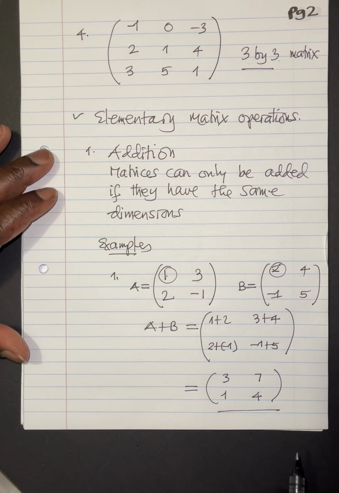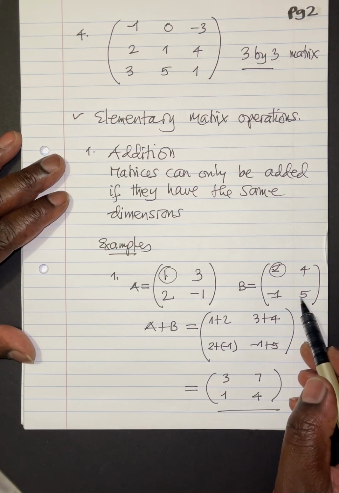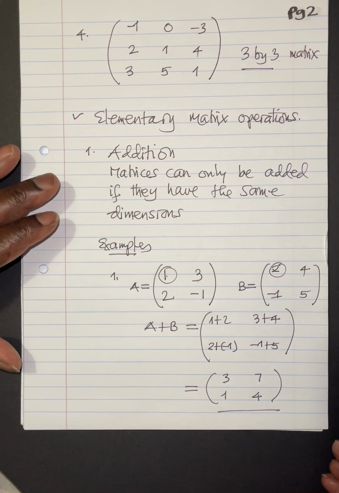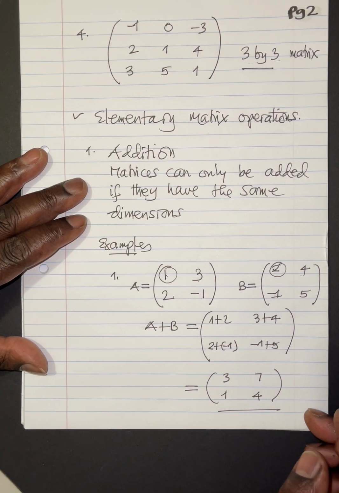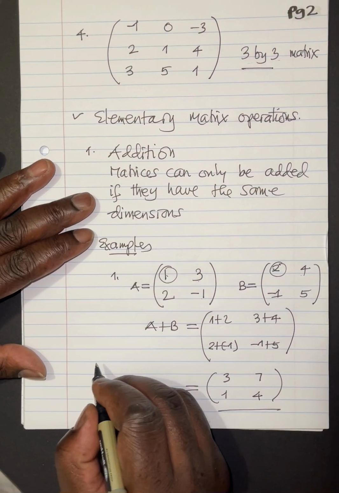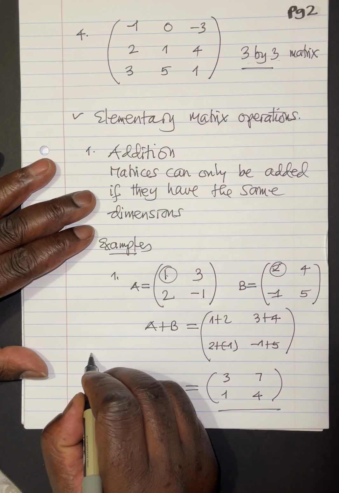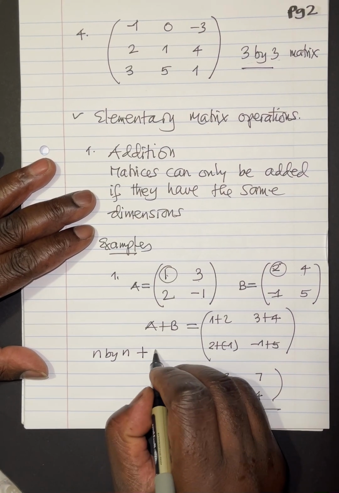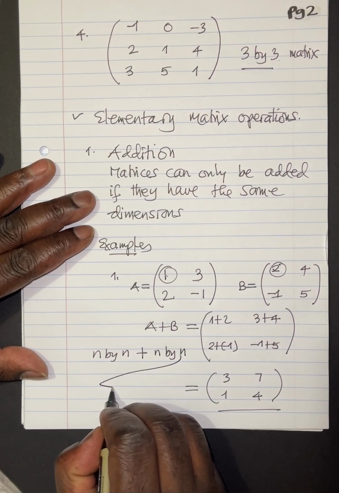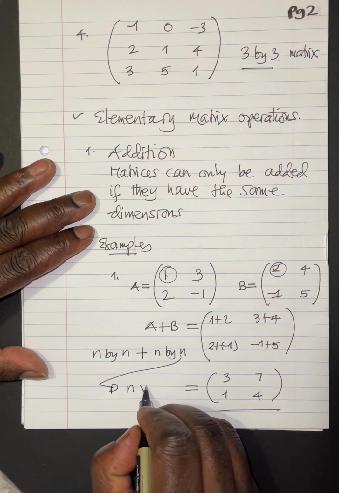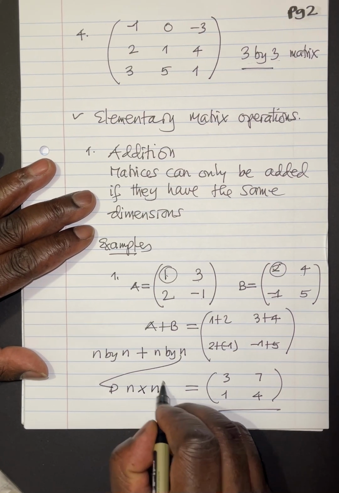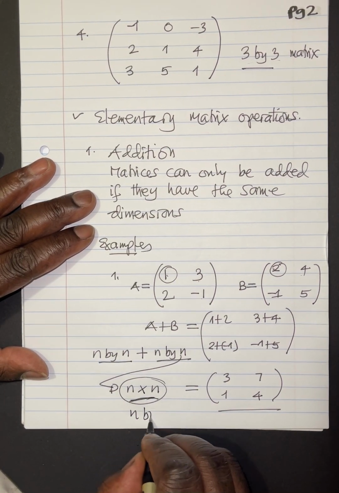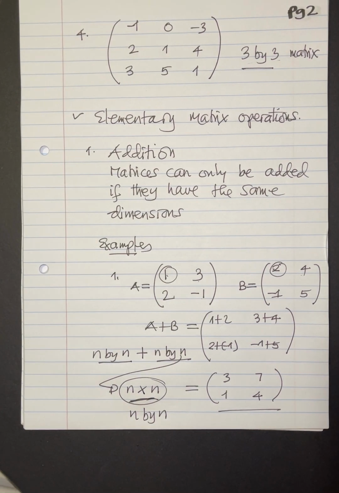Now notice something. When we add a 2 by 2 matrix to a 2 by 2 matrix, we obtain a 2 by 2 matrix. So there is a story there. Basically, when we add an n by n matrix to another n by n matrix, what do we produce? Sometimes we use this sign for by. So n by n plus n by n will give us n by n. Right. So that's basically what we're saying.